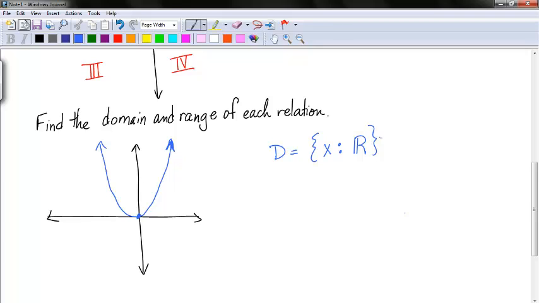You could also write that the domain equals all real numbers. You could write it out in words. The domain is all real numbers.